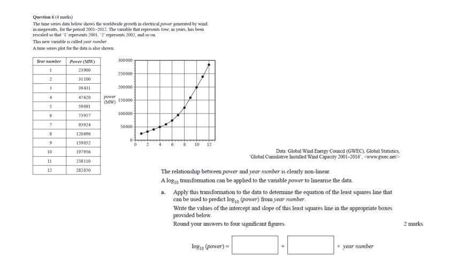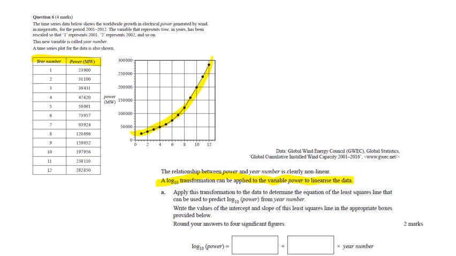Okay, so this question, they're giving us this big table, and they've got year, number, and power, and we can see that this curve is going up like this. So obviously it's not linear. Luckily for us, they've given us a transform. So it says log10 transform can be applied to the variable to linearize the data.